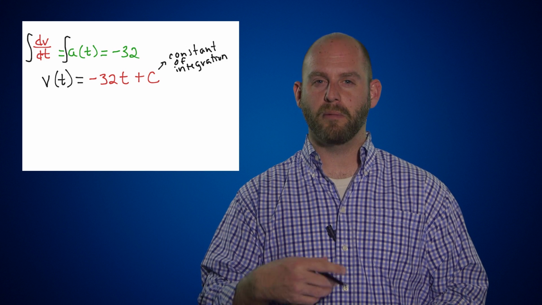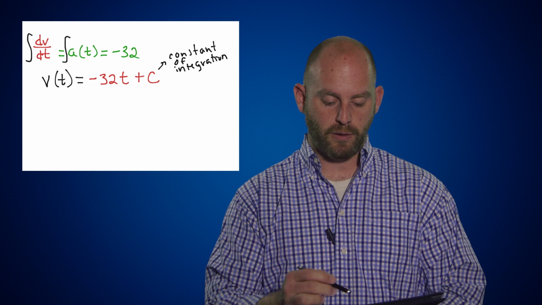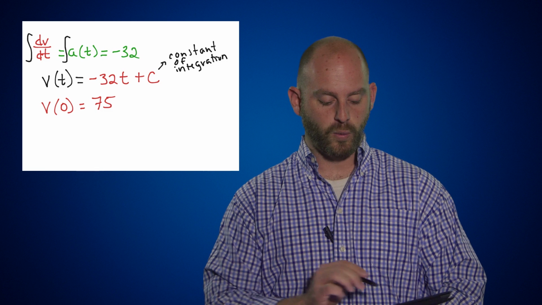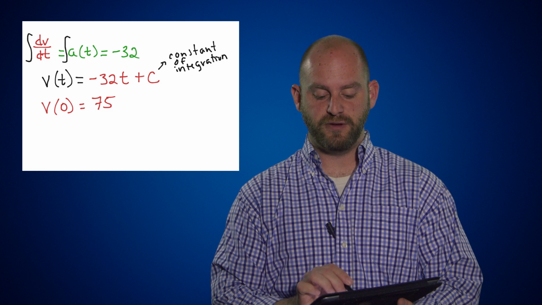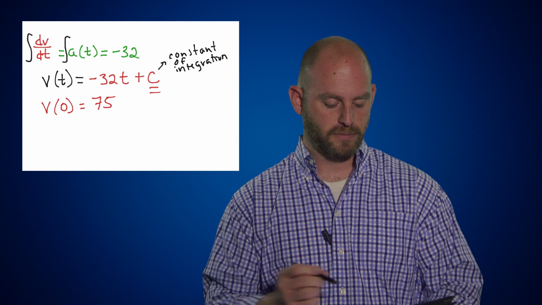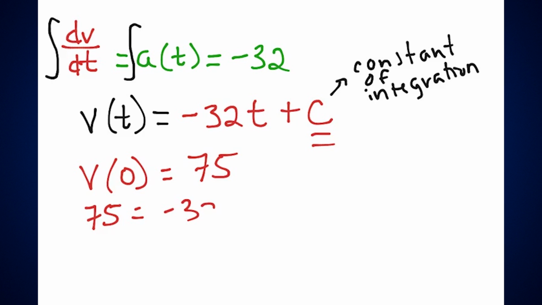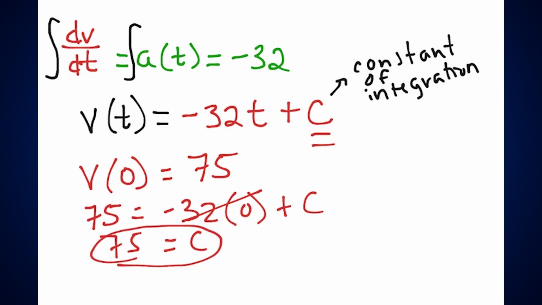So if we think about our problem in our initial condition, we remember that when he threw the ball, so at time 0, that ball was traveling at 75 feet per second. So we can use this as an ordered pair to figure out what the constant of integration is. If I substitute 75 into the velocity, and we know that it is at time 0, then we see that the negative 32 times 0 is going to cancel out, and the constant of integration is just 75. So then we can substitute this 75 into the c of our velocity function.